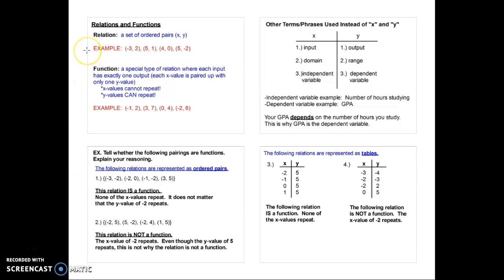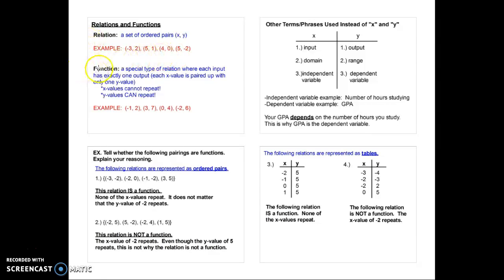Okay, these notes are concept number 11, which is relations and functions. A relation is simply a set of ordered pairs, an (x, y). Any set of ordered pairs is considered a relation. So this set of ordered pairs, (-3, 2), (5, 1), (4, 0), (5, -2), is a set of ordered pairs, so it counts as a relation.